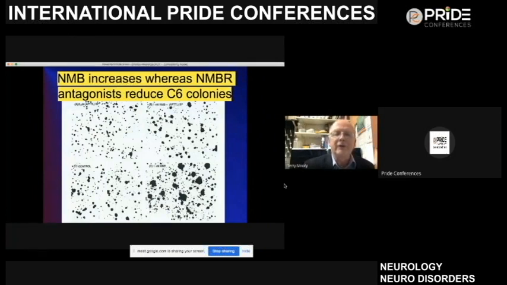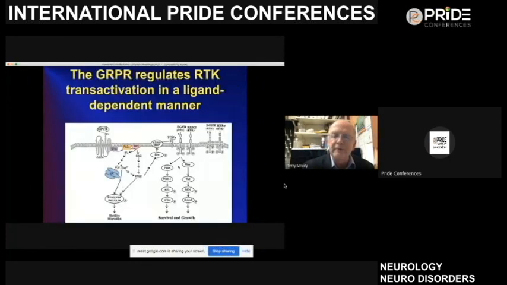The main thing that the bombesin-like peptides do is stimulate growth. Here you see the colony forming assay using C6 cells, which have neuromedin B receptor. Then when we add neuromedin B, the number of colonies increases. We add an antagonist, the number of colonies decreases.